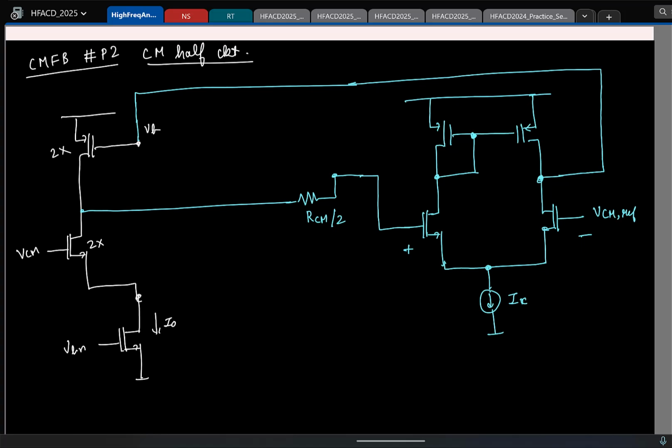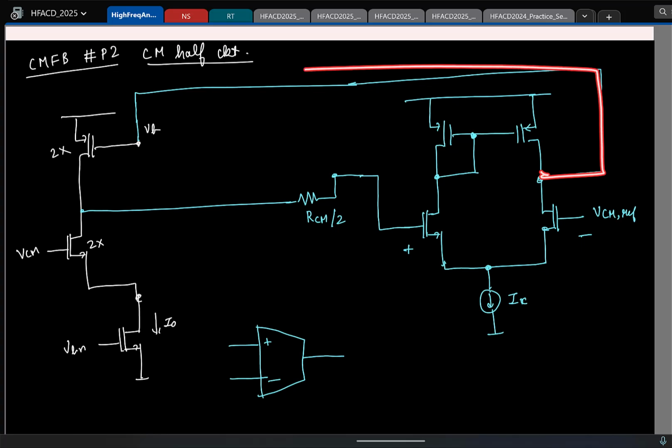So if I were to sketch it at a block level, what I have is this. The blue portion is the 5 transistor OTA, the first stage of the 2-stage OTA. This is the first stage. The output of the first stage is feeding the gate of the PMOS. That is the second stage.